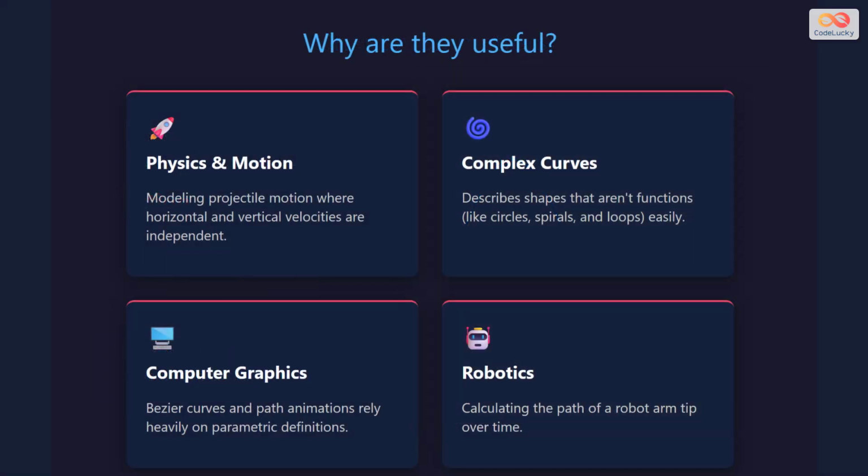Why do we use these? They are essential in physics for modeling projectile motion, where horizontal and vertical velocities are independent. They allow us to describe complex loops and shapes that standard functions cannot, and are heavily used in computer graphics and robotics.